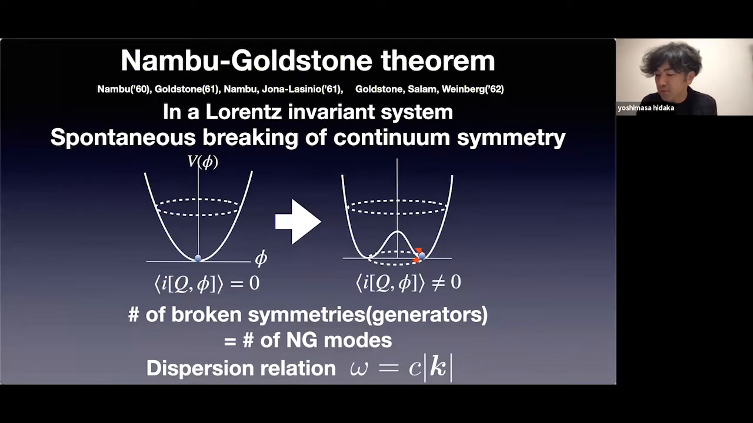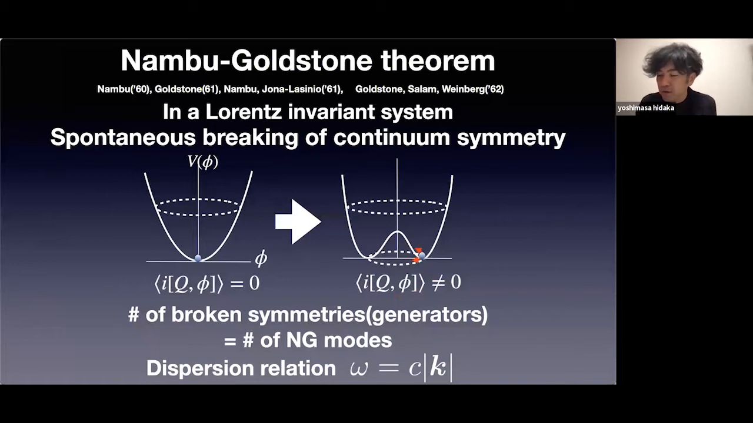In the Nambu-Goldstone theorem, spontaneous symmetry breaking is defined as follows. Q is a conserved charge, like a U(1) charge, or energy, momentum, and so on. Here I want to focus on internal symmetry. If phi is some local field, and the expectation value of the commutation relation between the charge and the local field is non-zero, that is spontaneous symmetry breaking. So symmetry breaking is characterized by this parameter, which is called the order parameter.